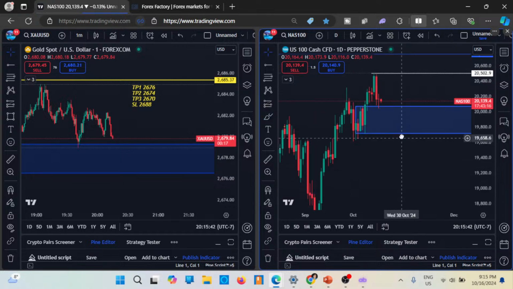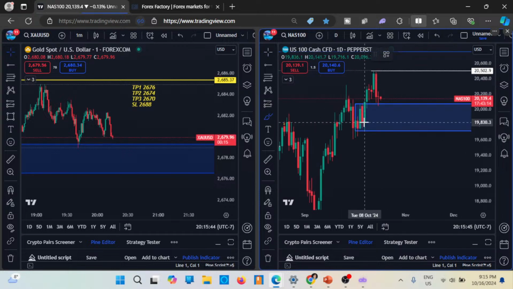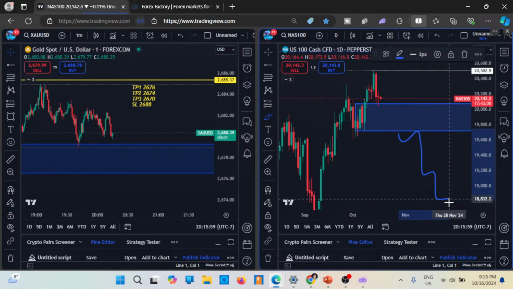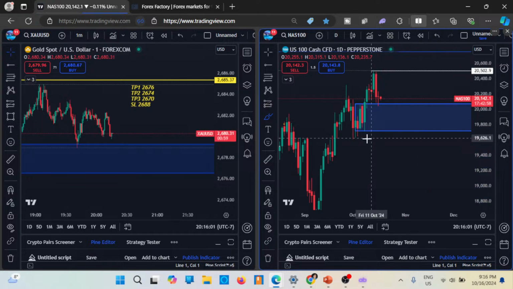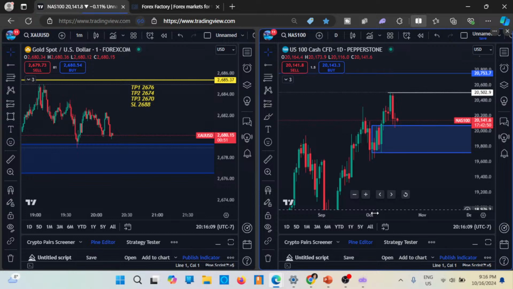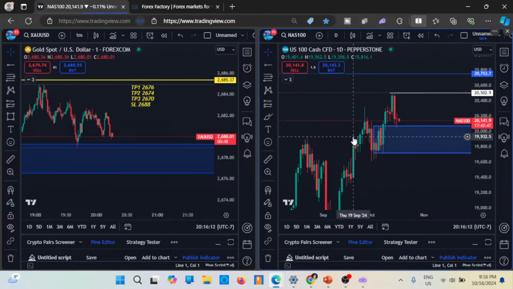Now for us to look for a sell, we want to see the price break below 19,700. If we see a daily candle closing below 19,700, now the market is going to start a downtrend, and it starts to head down lower on the daily time frame. But for now, as long as it's above 19,700, it's not going down anytime soon. So that's what we see on the daily time frame here.